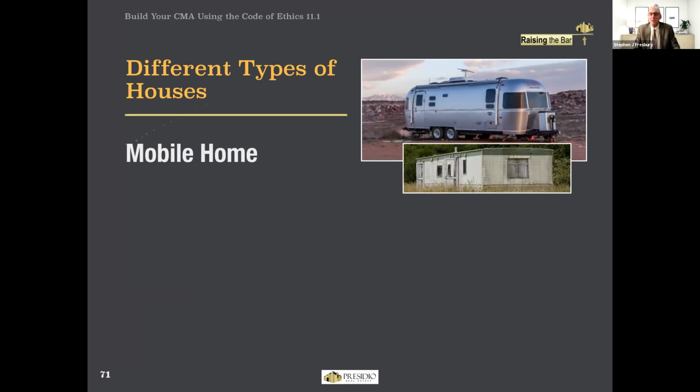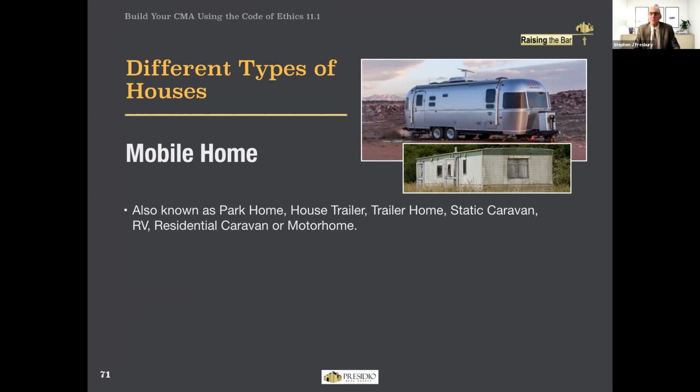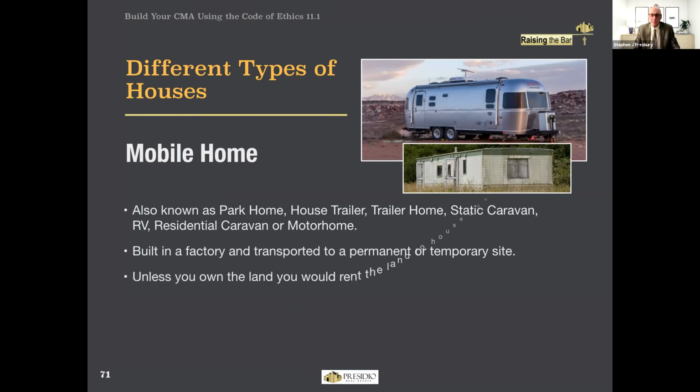Then we've got your mobile home, and hopefully it looks like the one above. The one below looks like it's a bit rough actually, but we do see those. Also known as a park home or a home trailer, or trailer home, or static caravan, or an RV, or residential caravan, or motorhome. This is your mobile home. Could be built in a factory usually, transported to a permanent or temporary site. Unless you own the land, you would rent the land to house your mobile home.